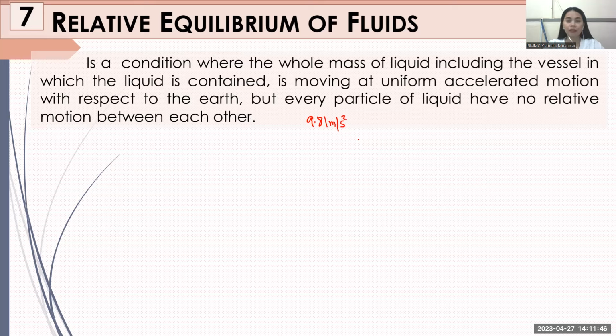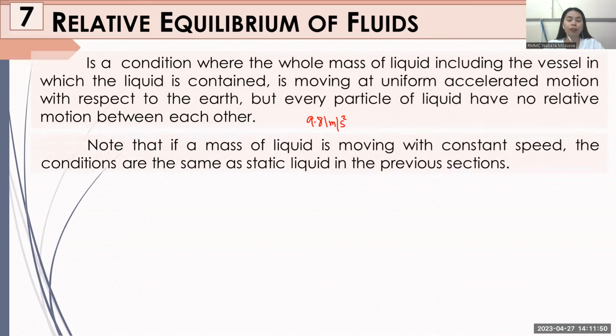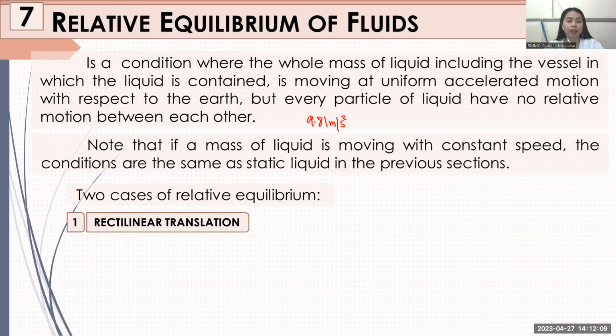But every particle of the liquid has no relative motion with respect to each other. So note that if a mass of a liquid is moving with a constant speed, the conditions are the same as static liquid in the previous sections, yung previous pinag-usapan natin sa fluid properties ninyo. Okay, so we have two cases for the relative equilibrium of fluids. First is your rectilinear translation.